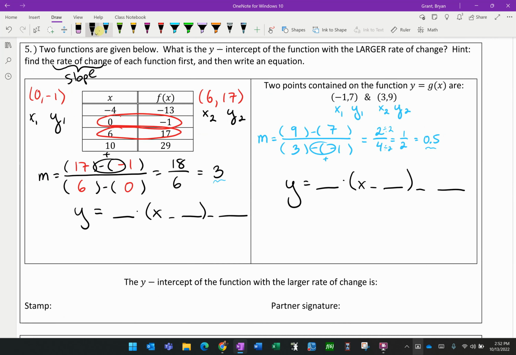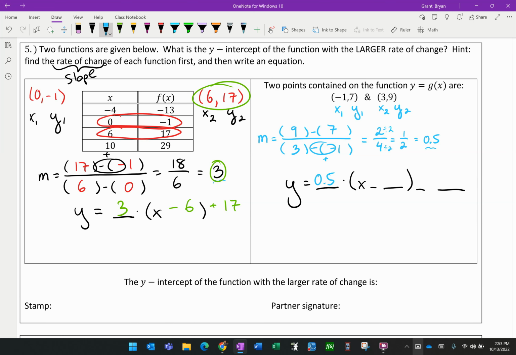So my slope here was 3. And then let's use a point. I'll just use 6, 17 because it's here. Minus 6 plus 17. There we go. And if I wanted to do the same thing with the blue equation, 0.5 or 1/2, up to you.